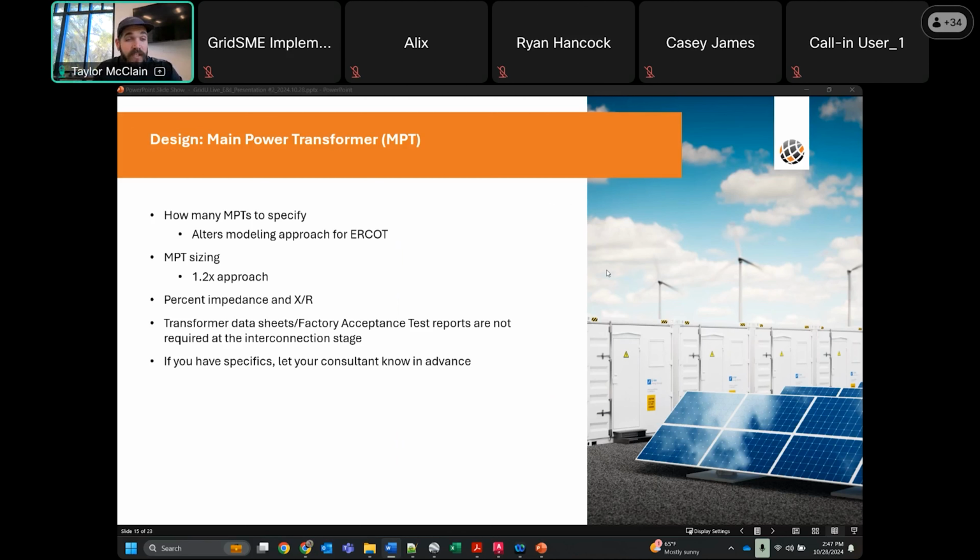If you happen to have the factory acceptance test reports, the FATs as they're called, for a transformer that you know you want to use or that you're going to procure, certainly provide that. I don't think we've actually ever seen a transformer FAT provided at the interconnection stage, but if you had it, certainly provide it, and that will definitely aid in the process with getting the design as close as possible to what will actually be built.